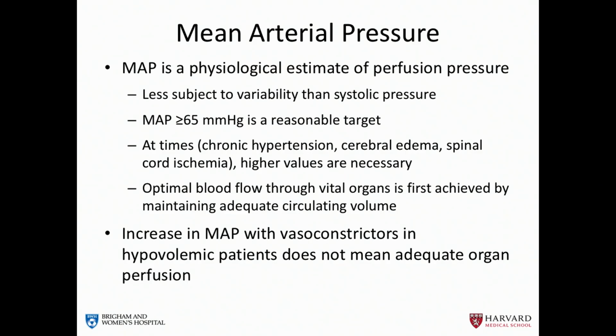We generally think of a mean arterial pressure greater than or equal to 65 millimeters of mercury as being in a normal or adequate perfusion range. However, it's important to remember that not all patients have normal blood pressures. Those patients who might be chronically hypertensive, with untreated hypertension, may actually require a higher mean arterial pressure. Also, in those patients who may have cerebral edema or spinal cord ischemia, we may want higher targeted pressures.